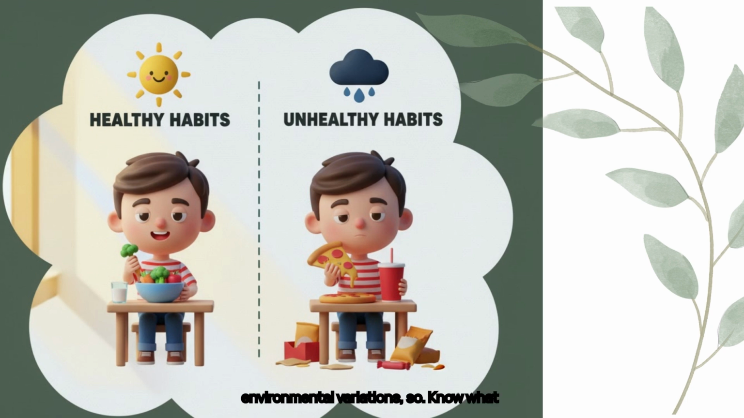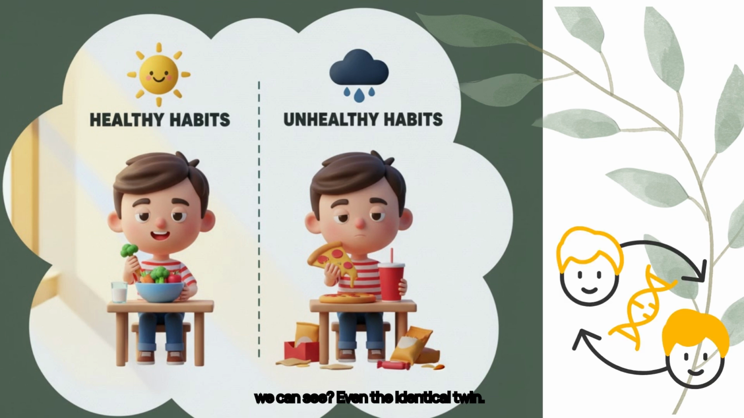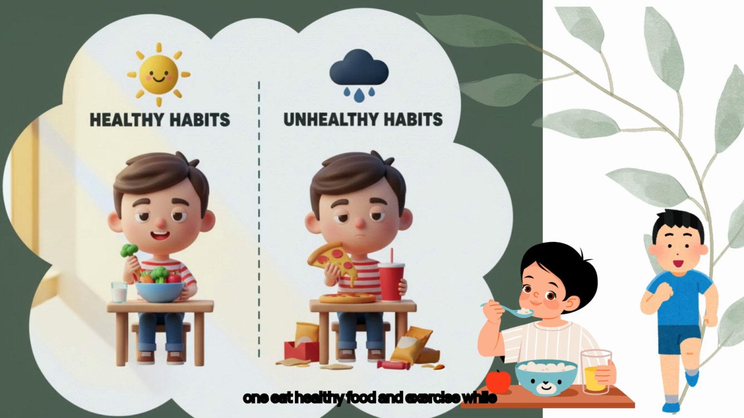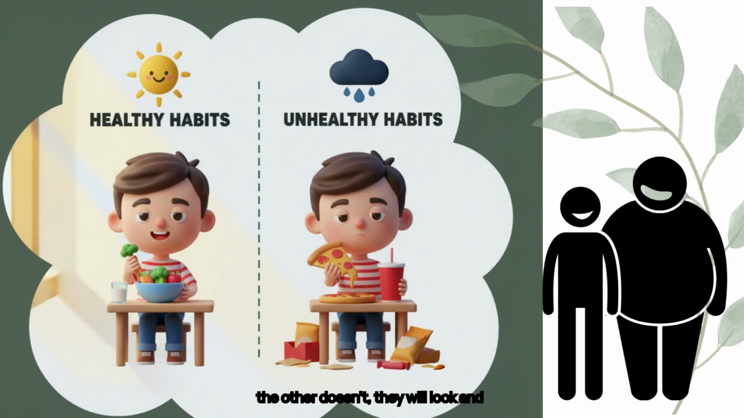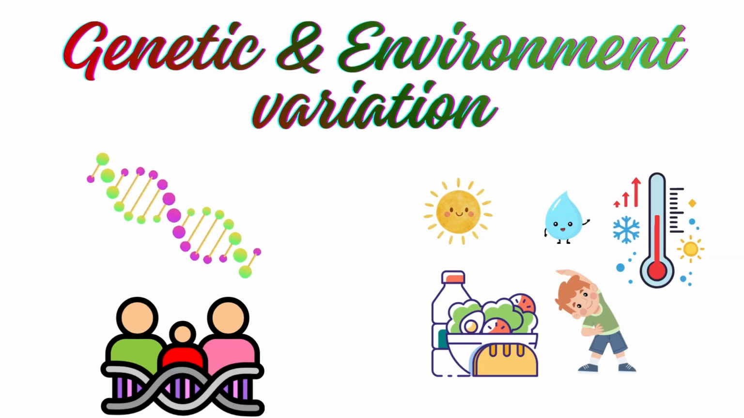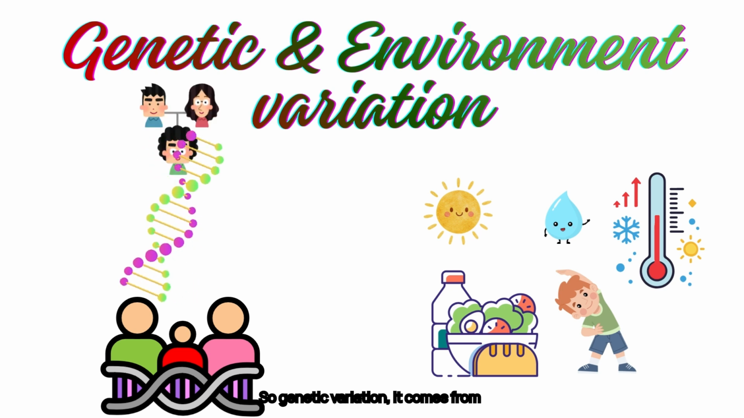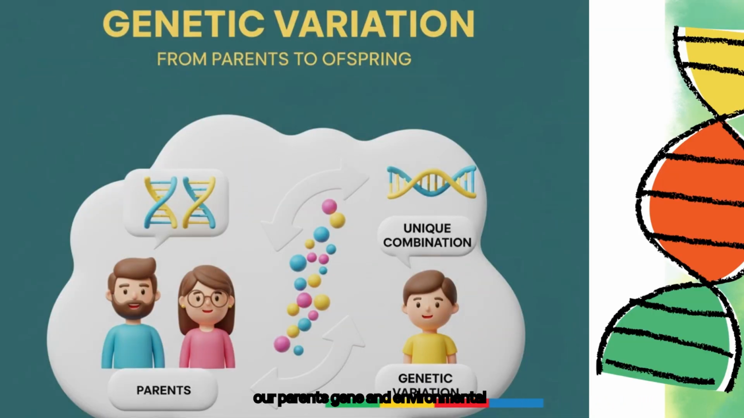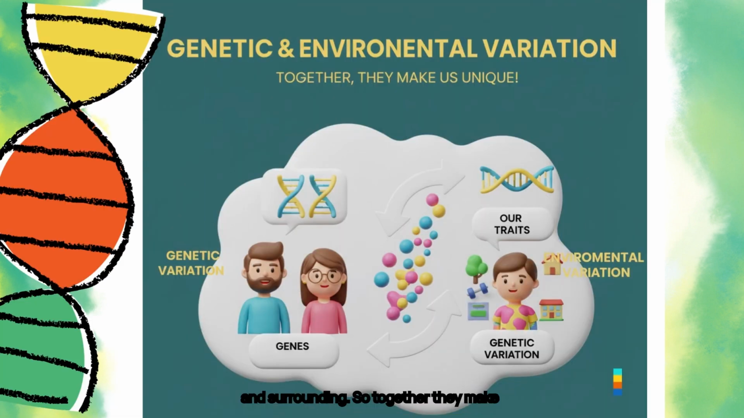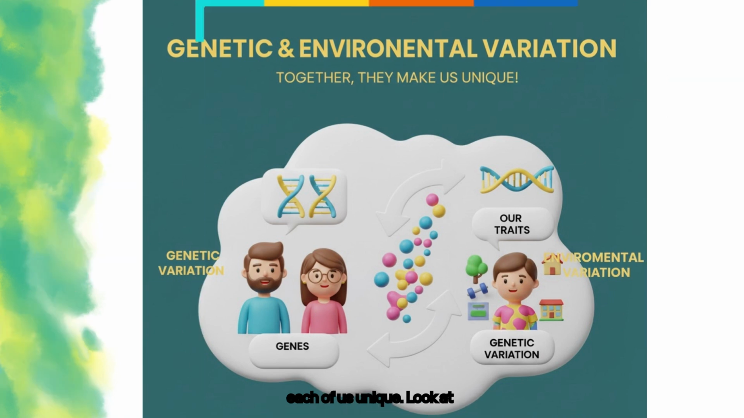So, what we can say is, even identical twins have the same genes, but if one eats healthy food and exercises while the other doesn't, they will look and grow differently. That's because the environments are not the same. So genetic variation comes from our parents' genes, and environmental variation comes from our lifestyle and surroundings. Together they make each of us unique.